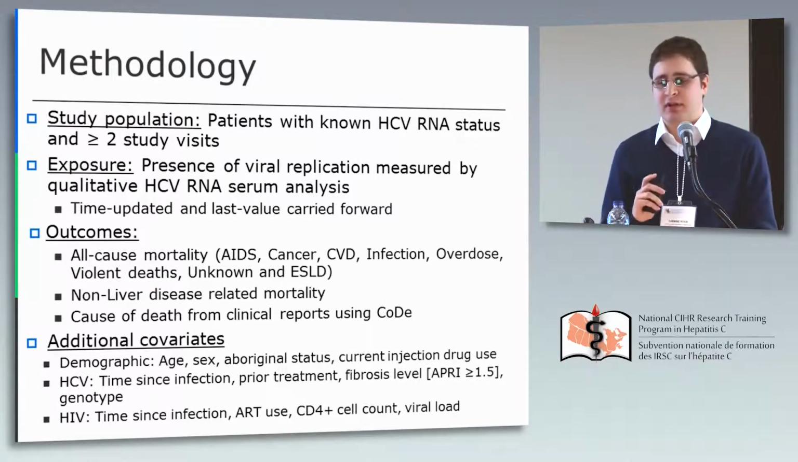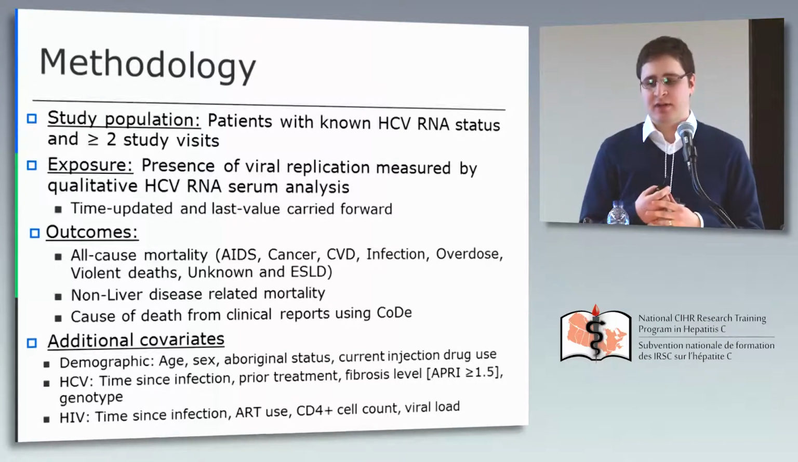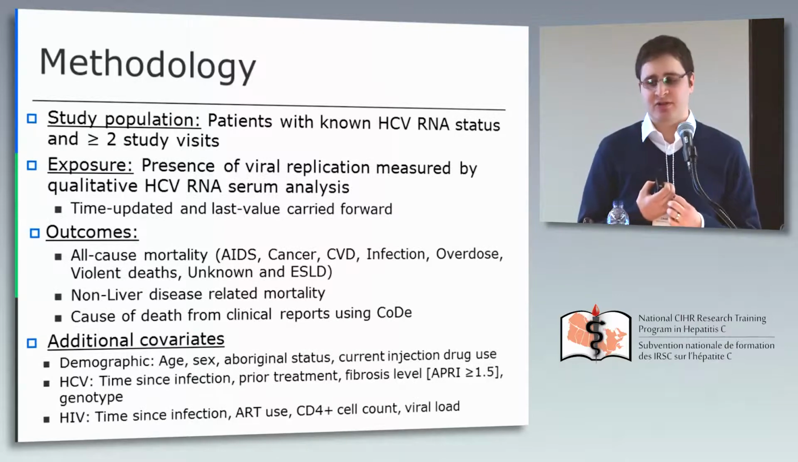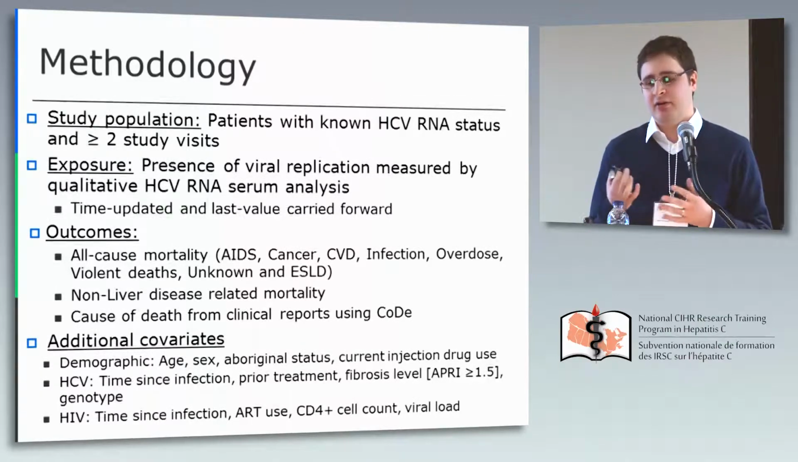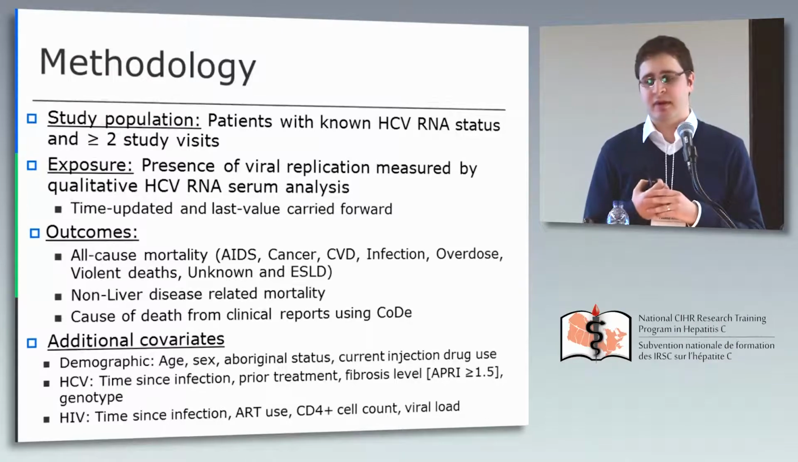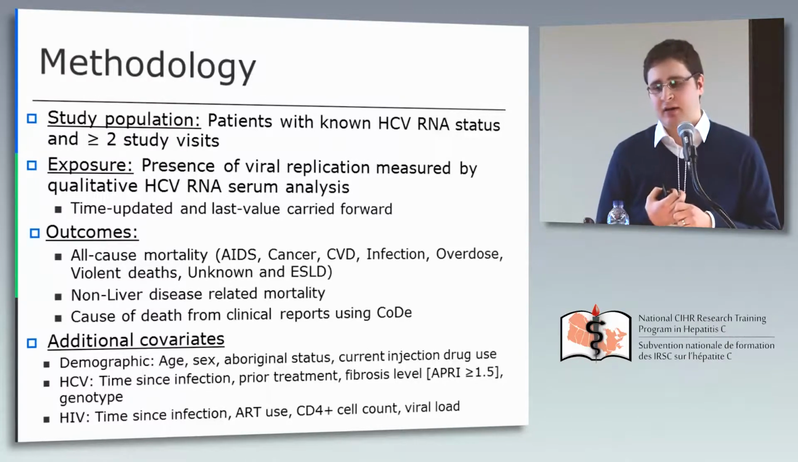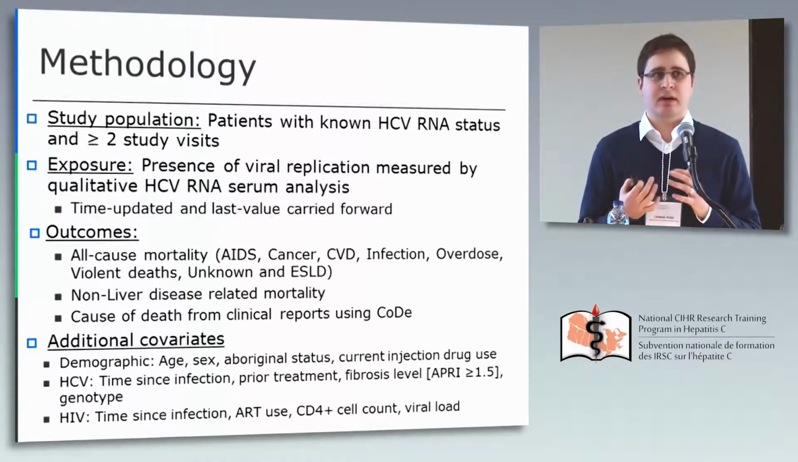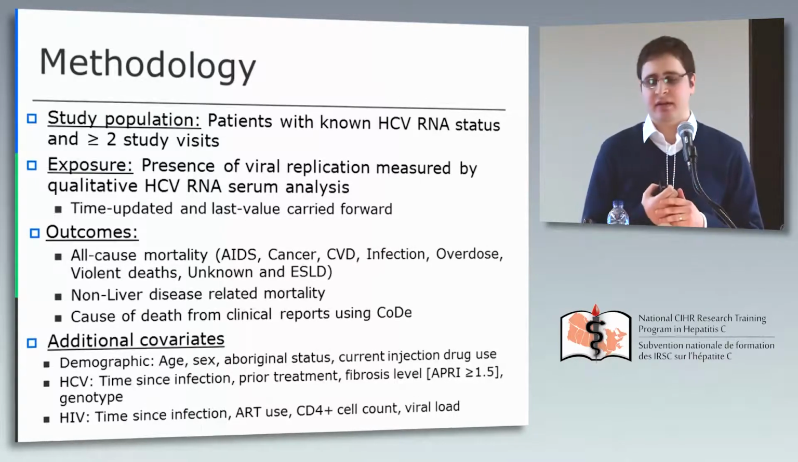For our outcomes, we looked at 2 specific outcomes. We looked at all-cause mortality, so that's any mortality from AIDS, cancer, cardiovascular disease, infection, overdose, violent death, unknown causes of death, and end-stage liver disease. For our secondary outcome, we looked at non-liver disease-related causes of death, so all causes of death except those from end-stage liver disease. Our causes of death were classified according to the Coding of Death in HIV methodology.